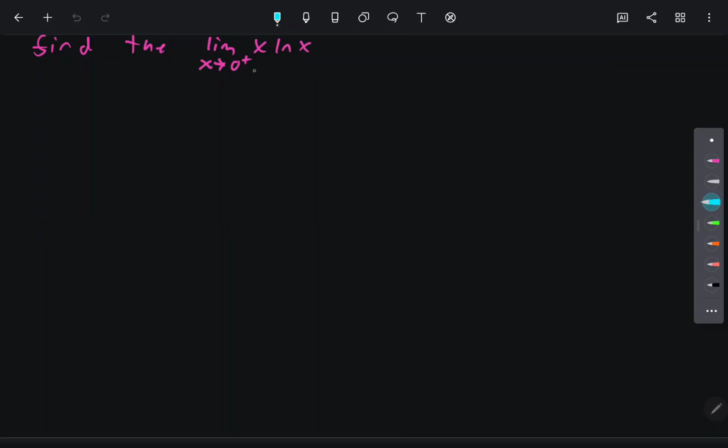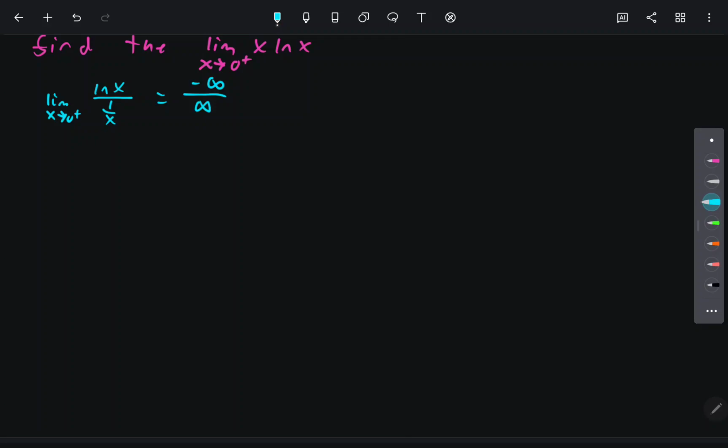Well, what we're going to do is we are going to say that this is actually the limit as x approaches 0 of the natural logarithm of x divided by 1 over x. So now as the limit as x approaches 0, well, the numerator is going to be going to negative infinity. And the denominator is going to be going to, well, technically this is from the right, so positive infinity. So we have our indeterminate form. We have infinity over infinity.